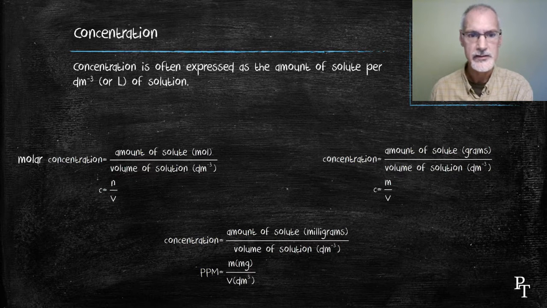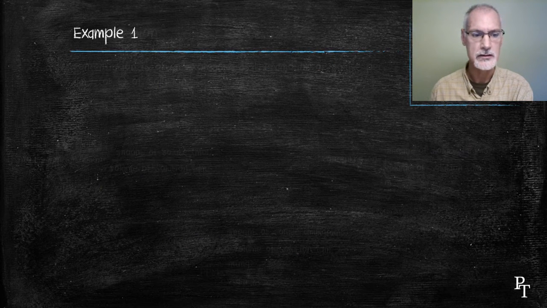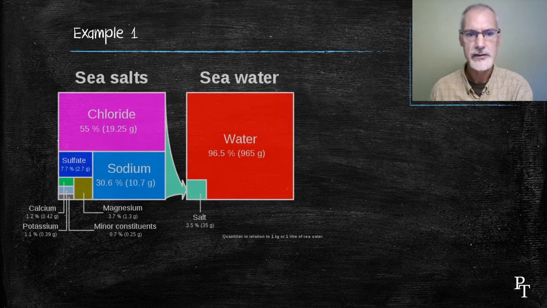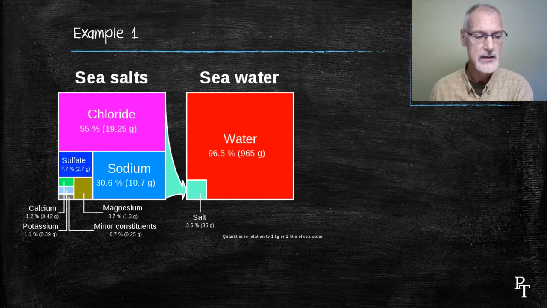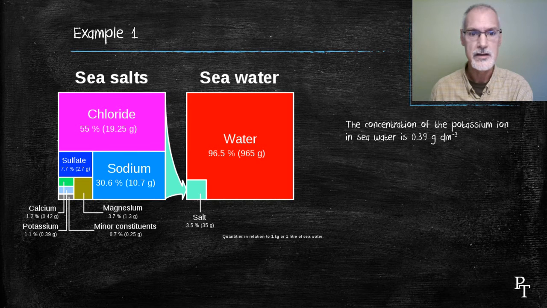Let's take a look at some of these units to express one particular concentration. So here is the composition of seawater. I'm going to focus in particular on the concentration of the potassium ion that's present. So from this graphic, I can see that the potassium ion, there's 0.39 grams present in 1 liter of seawater, or 1 decimeter cubed. I'm going to express this particular concentration in moles per liter, or moles per decimeter cubed.